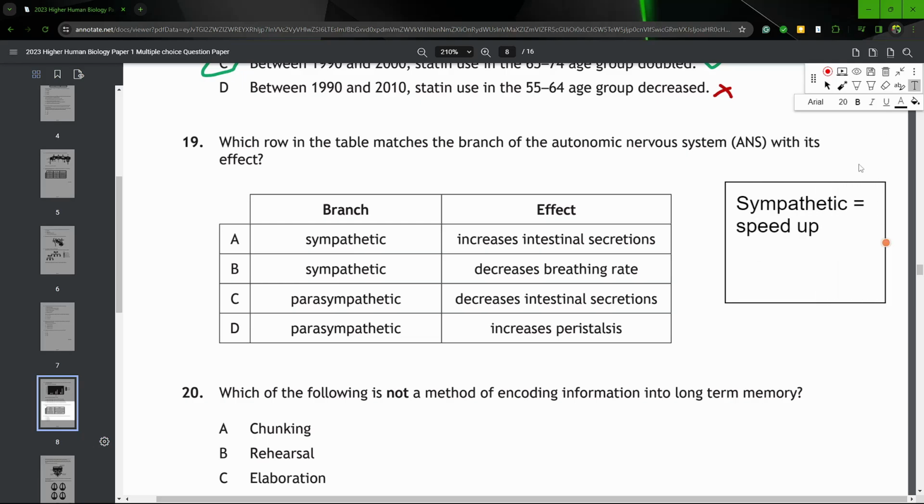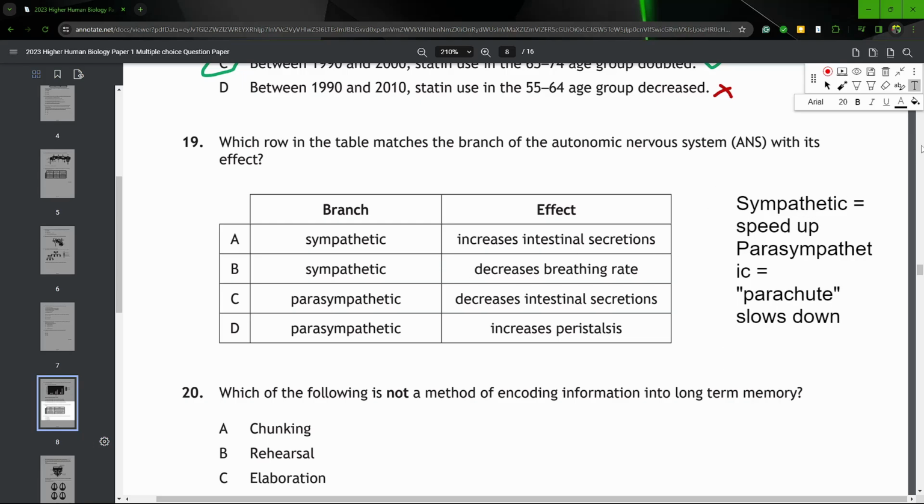And then parasympathetic, remember, it's like a parachute. So it will slow you down, and I can't actually spell anything at all. Equals slows down.